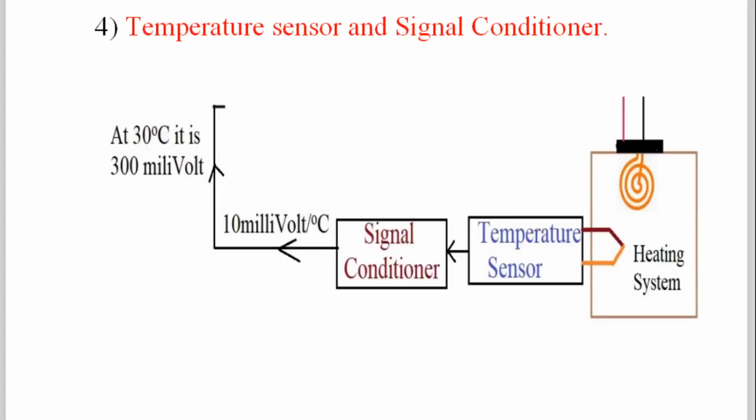And the fourth block is the temperature sensor and signal conditioner. So what is a temperature sensor? It senses the temperature. Traditionally we use a thermometer as a temperature sensor. What is a thermometer? A thermometer consists of mercury, Hg, and the property of mercury is that its volume increases proportional to the temperature surrounding it. This is a very traditional instrument used as a temperature sensor, the thermometer, which consists of mercury, Hg. And the property of mercury is what?